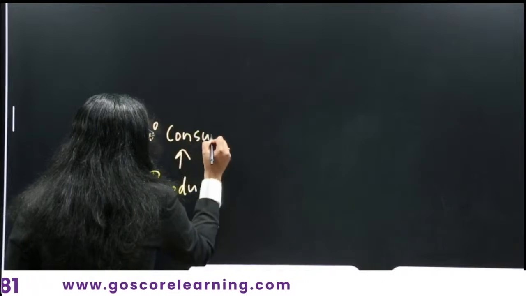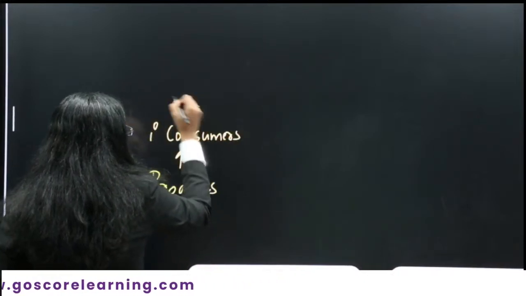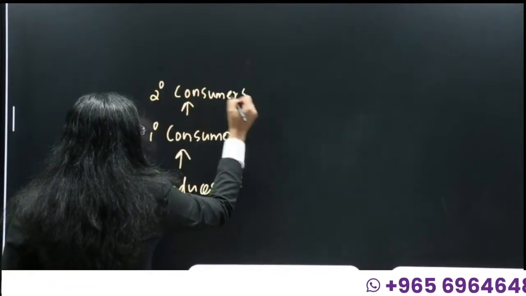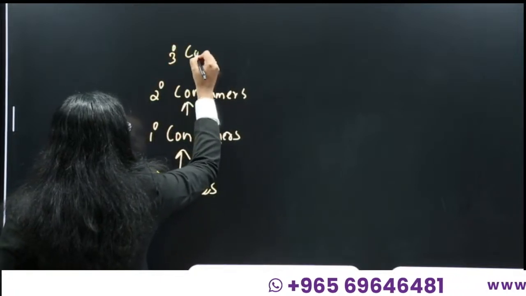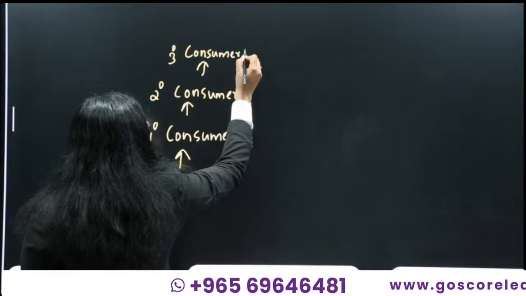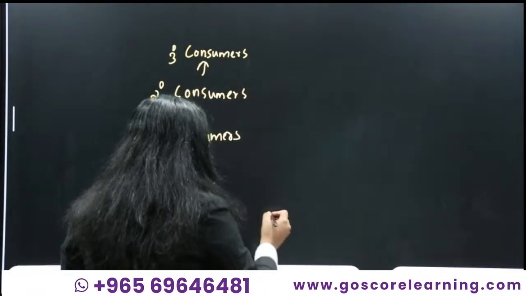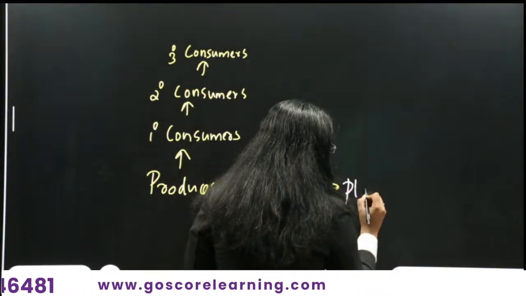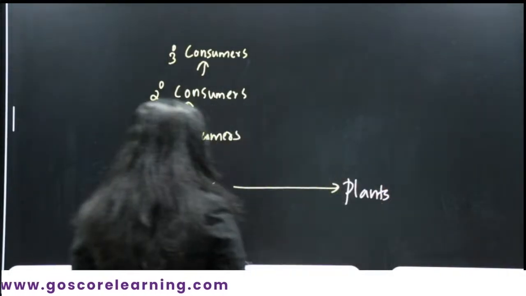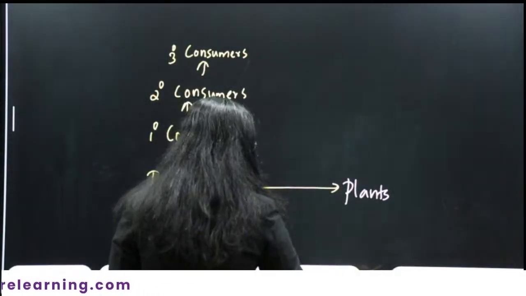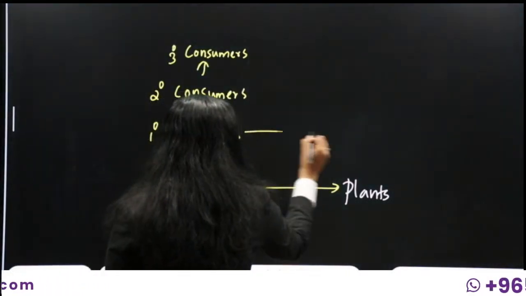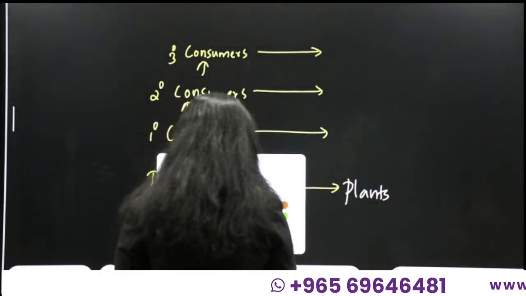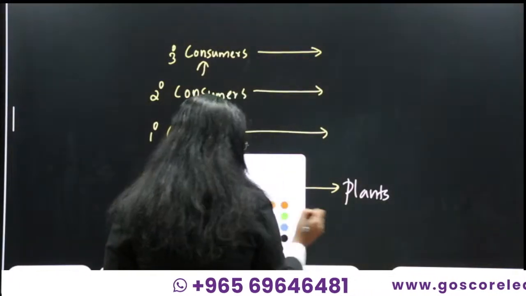Then we have secondary consumers, and we have tertiary consumers. Generally, what are producers? Producers are considered to be plants. Then primary consumers: who are primary consumers? The primary consumers are generally the herbivores.